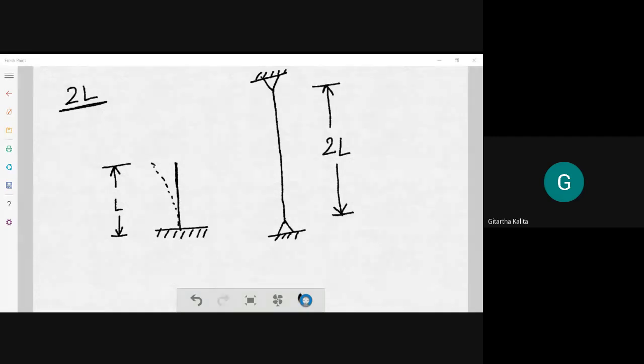Did you get my point? Yes or no? If you have not understood, you can tell me. I will not hesitate to explain it once again.